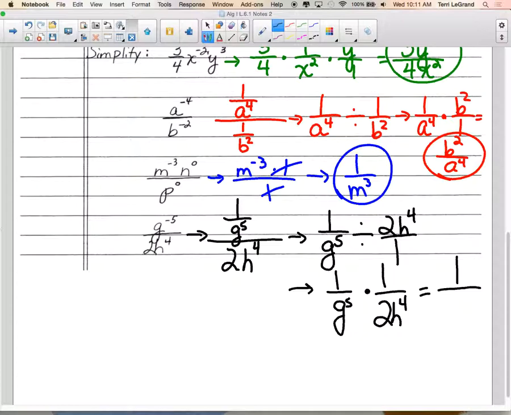Anybody remember how algebra likes this stuff? What comes first? We would not write this g to the 5th, 2h to the 4th. No, we wouldn't even use parentheses. 2h to the 4th would be first and then followed by g to the 5th.